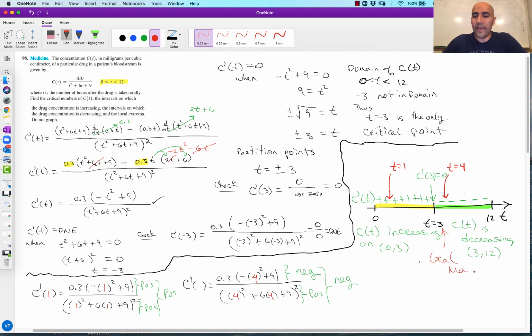Local max at this point. So let's figure out what that is actually going to be. We can evaluate our original function at 3.